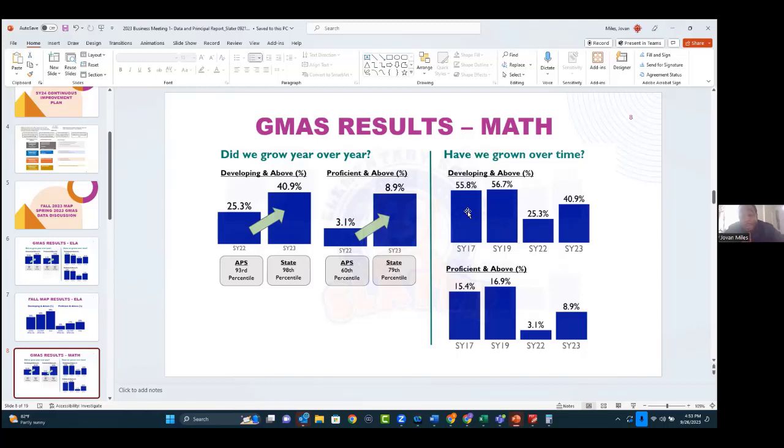So from SY17 to 19, the scores are fairly stable. Pretty significant drop from 19 to 22. And then from 22 to 23, which again was our first year as a combined Slater, we see about a 15-point increase in the percentage of kids developing and above. So positive movement, but not quite back to pre-pandemic levels of performance.